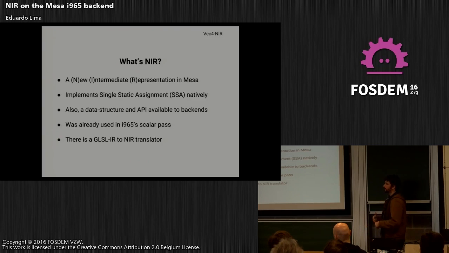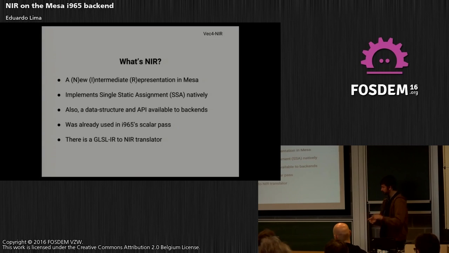Why is this better or interesting? Because it simplifies the optimization a lot. Doing optimizations with this structure is much easier and more powerful than doing it, for example, in an expression tree. So it's also in Mesa. This is a component that is fairly self-contained. It has an API that backends can use to incorporate NIR in their backend, in the drivers.